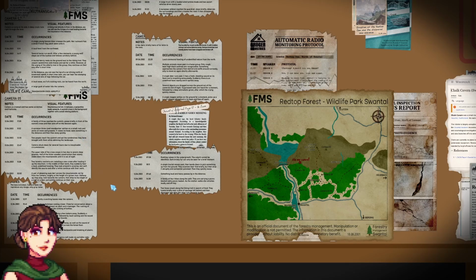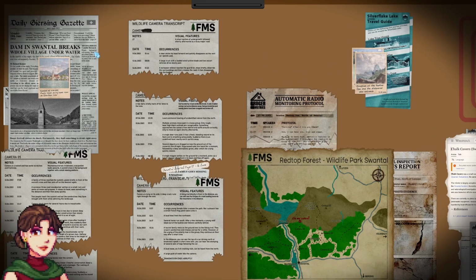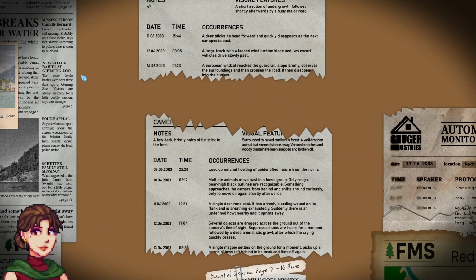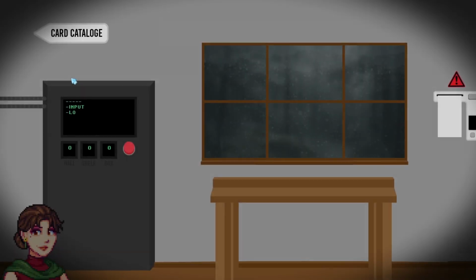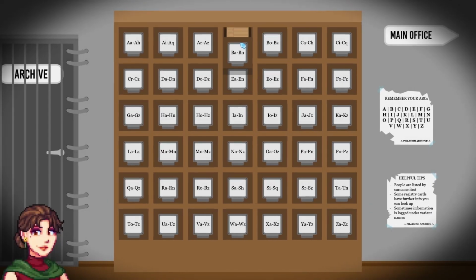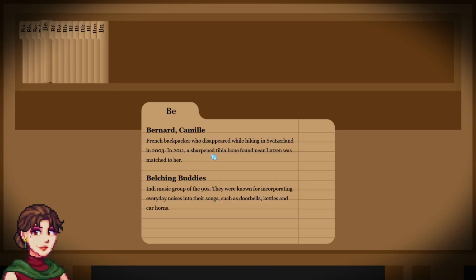That might have been the poor French girl that got taken. And her name was Camille Bernard. Camille Bernard. It was a Bernard with a B. A French backpacker who disappeared while hiking in Switzerland in 2003. In 2011, a sharpened tibia bone found near Lutzen was matched to her. Oh my goodness.